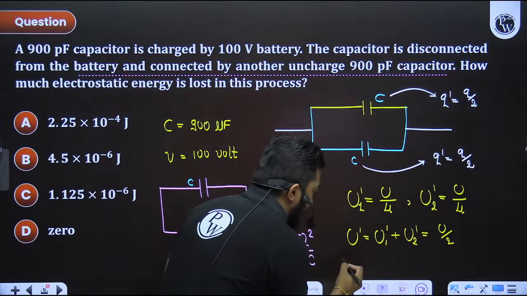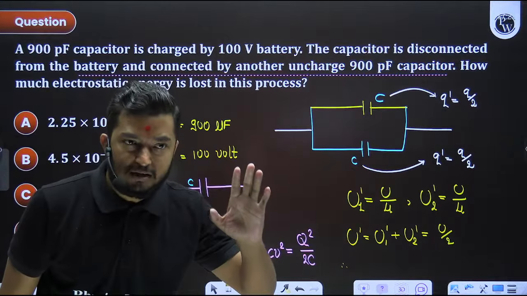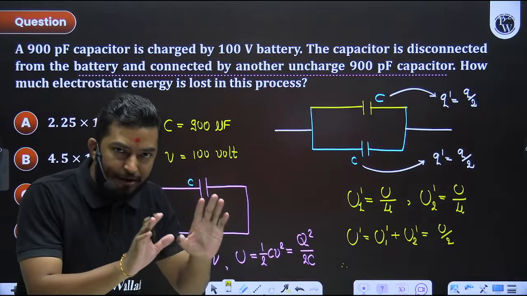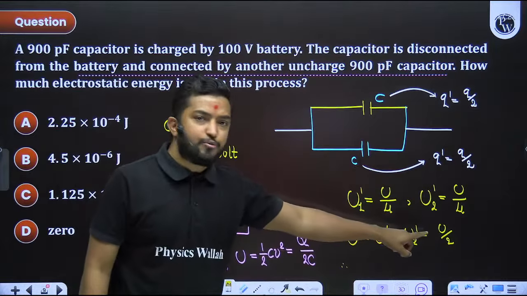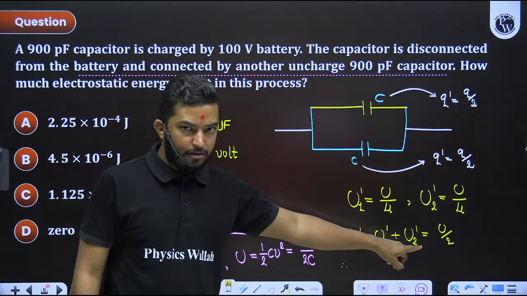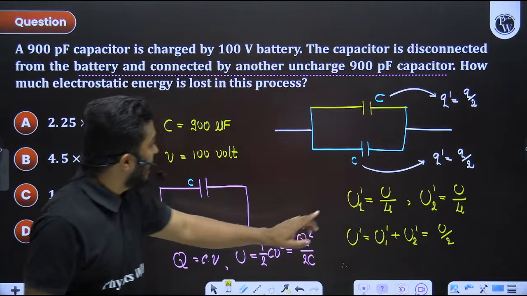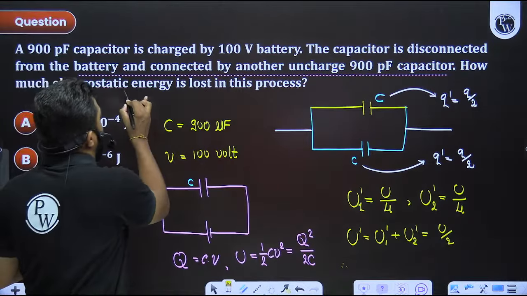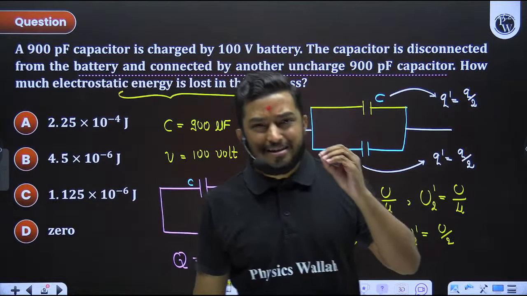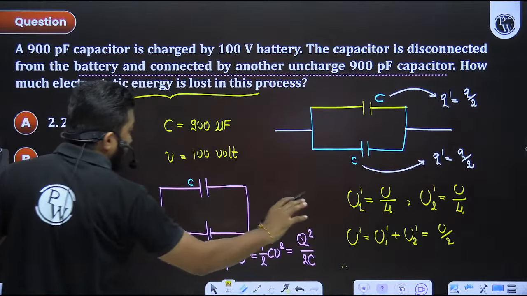Finally, we have initially the amount U, and at the end of the process the amount of energy becomes U by 2. So where is the other U by 2? We can say that U by 2 is the energy lost in this process. Also you can say it is the loss in the resistance. So finally the answer is U by 2.